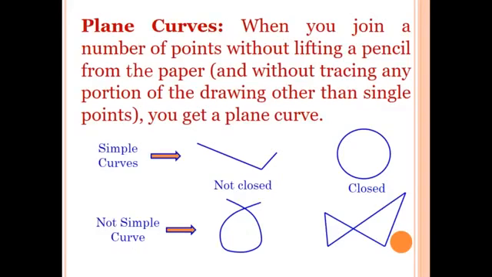Plane curves. When you join a number of points without lifting a pencil from the paper and without tracing any portion of the drawing other than single points, you get a plane curve. So in this figure, these are simple curves. So first one is not closed, then next one is closed. And in the next line, these are not simple curves.